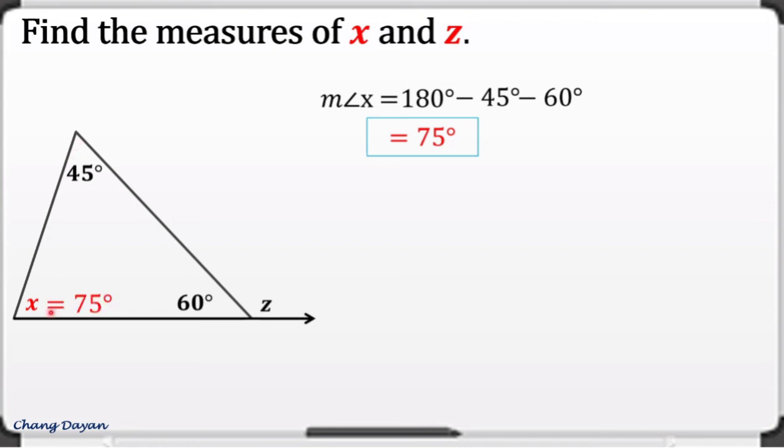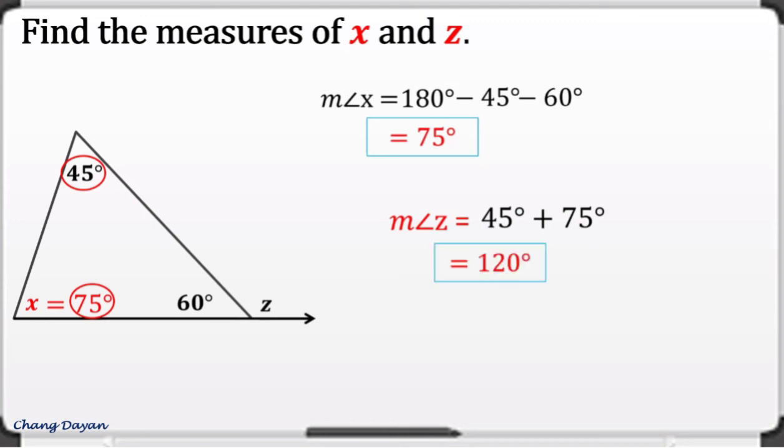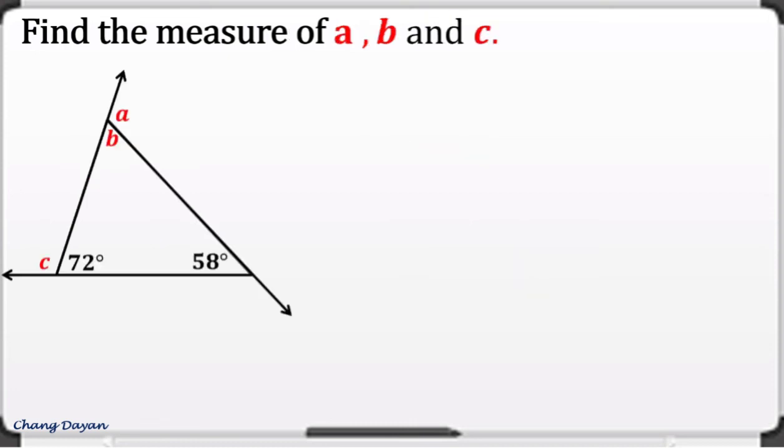Next. So, we all know the two remote interior angles. We can now find angle Z. So, for angle Z, just add 45 degrees and 75 degrees. And we'll get 120 degrees.